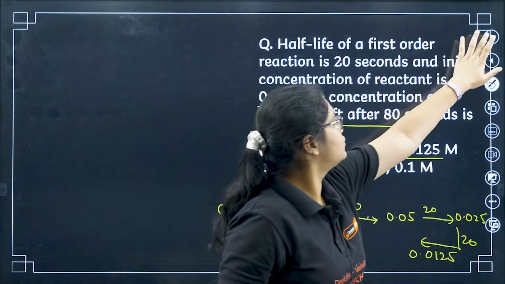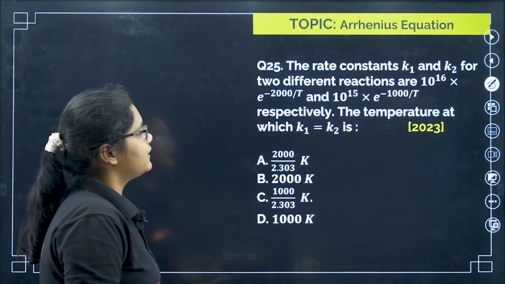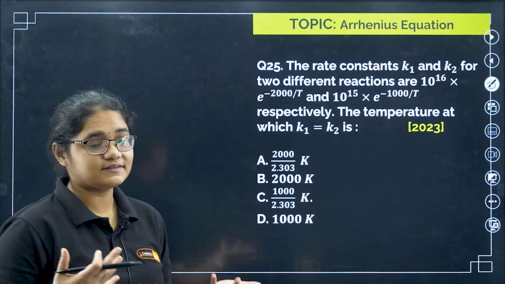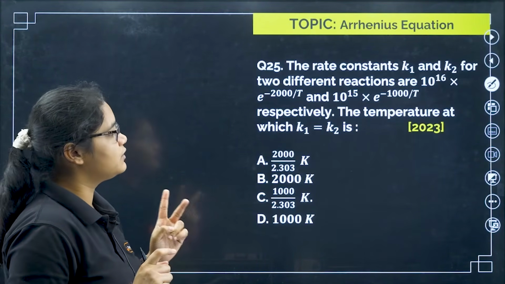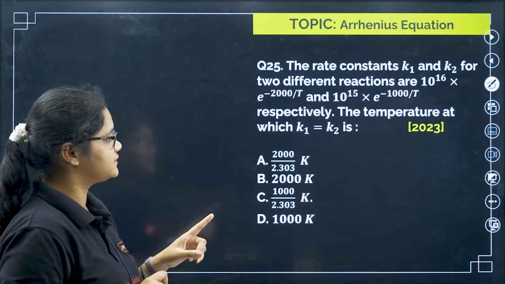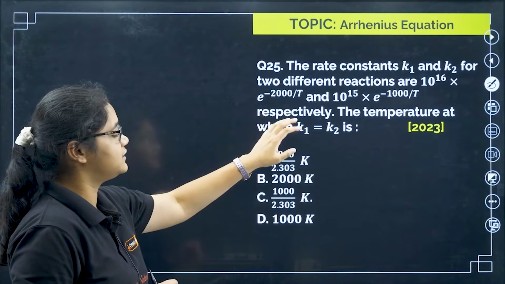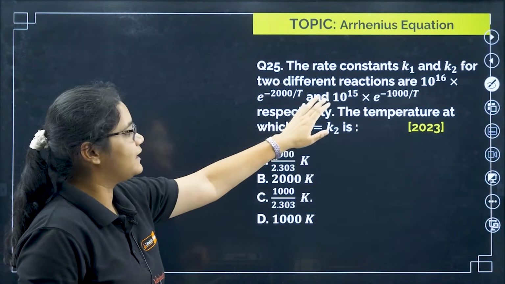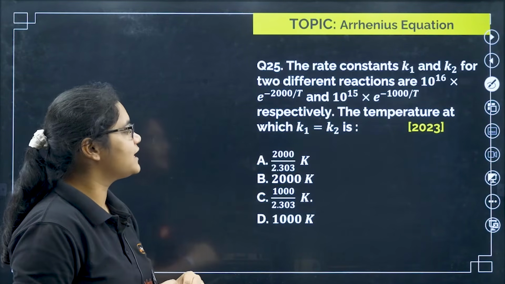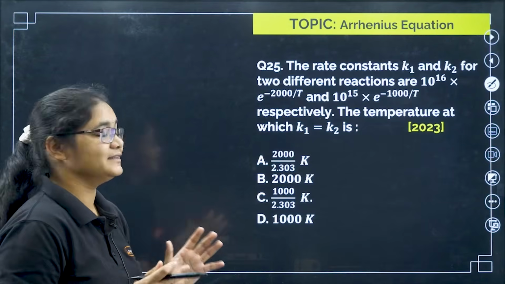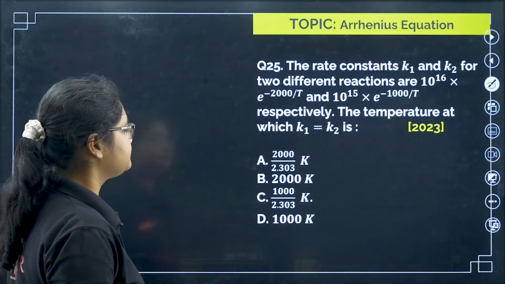Next, moving to question number 25, where we come to the Arrhenius equation. The rate constants K1 and K2 for two different reactions are 10 to the power of 16 into e to the power of minus 2000 by T and 10 to the power of 15 into e to the power of minus 1000 by T. The temperature at which K1 is equal to K2 is, okay, a very important question.